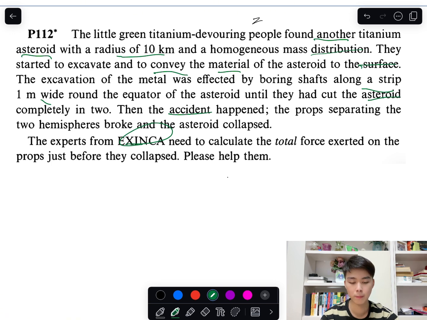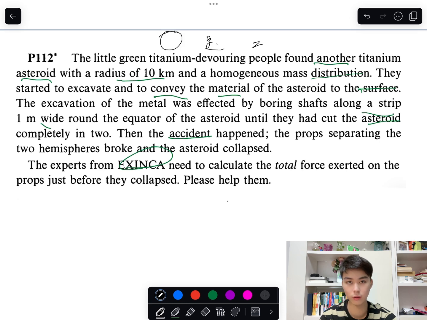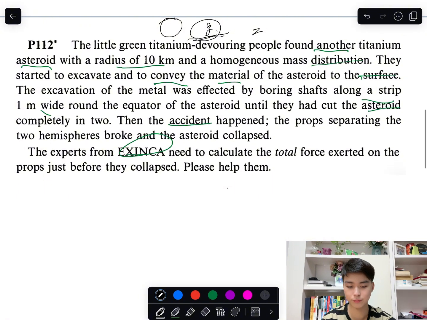Please help them. The first thing I need to tell you is that the surface gravitational field strength is g, like on the Earth. Because there's another problem in front of this one that tells us this information, but it doesn't matter actually.